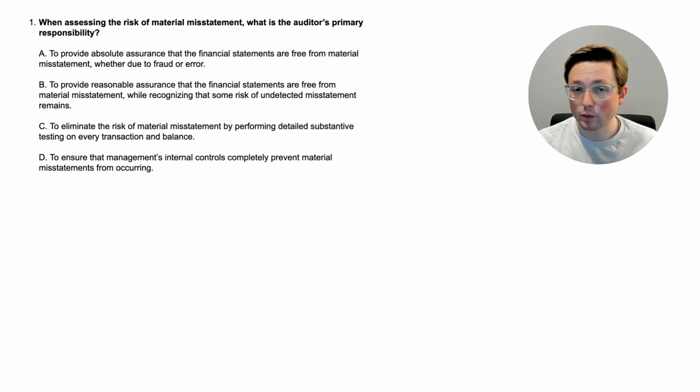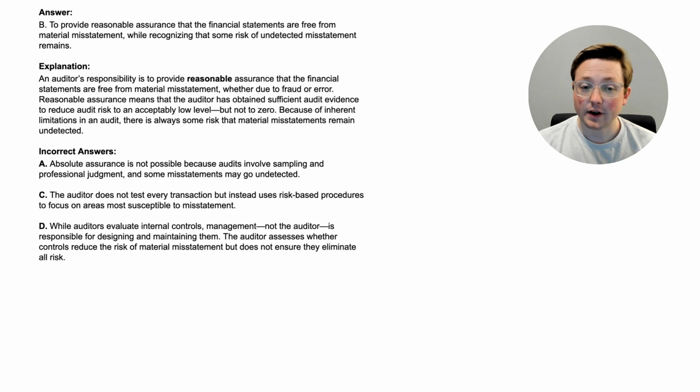Now, if you don't really know what risk of material misstatement is, that's okay. That's the point of doing these questions, is to learn what we're supposed to know for test day. So let's dive straight into the explanation for this one. All right, here we are at the answer B, to provide reasonable assurance that the financial statements are free from material misstatement while recognizing that some risk of undetected misstatement remains. Now, we've talked about this in previous videos. You can't make sure that you catch every single error, but you give reasonable assurance. So let's talk about this.